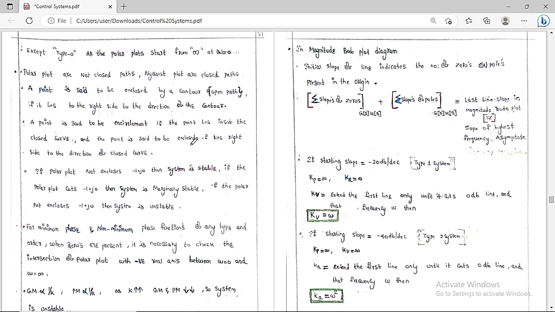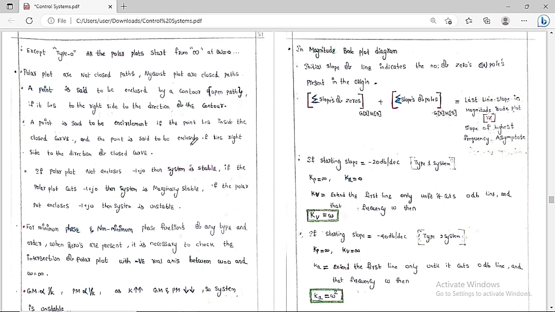So that is the reason they are going to start from infinity. Listen carefully. For a type 0 system, at omega equal to 0, we are going to get the magnitude as a finite value. So that is the reason it starts from a finite value. Whereas all other type systems except type 0, at omega equal to 0, have a magnitude value equal to infinity. Because of this reason, they are going to start from infinity.